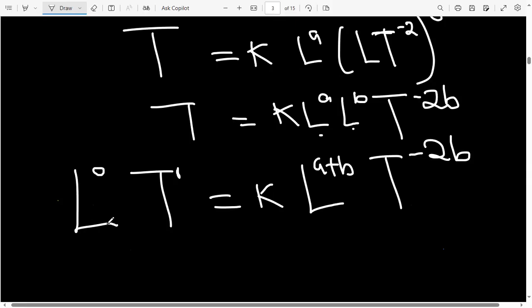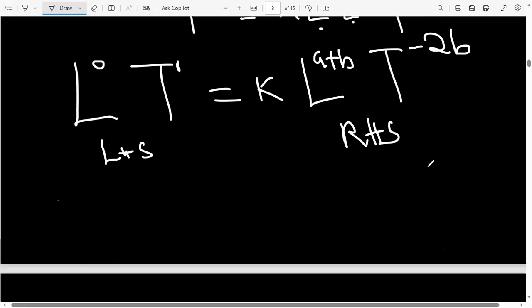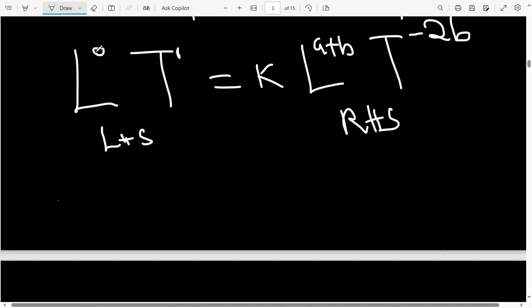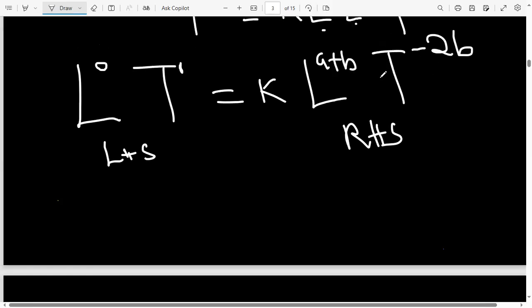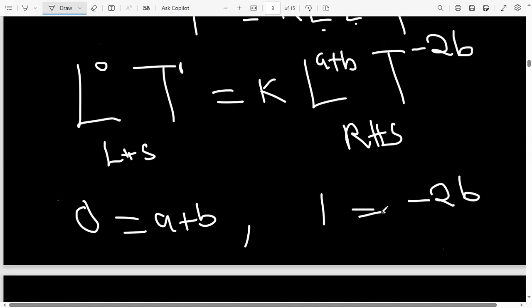So I'm going to equate the powers of L on my left-hand side to the powers of L on my right-hand side, and the powers of T to the powers of T. So what we mean here is that this 0 is going to be equal to a plus b. Then this 1 is going to be equal to minus 2b. Don't worry about the k. The k is just a constant, and a constant doesn't have dimensions. So we're going to say 0 is equal to a plus b, and on the other hand, we have 1 is equal to minus 2b. So this is what we have, right?